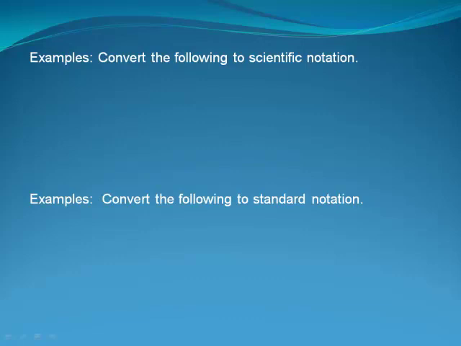Okay, so let's do a few more examples. Let's say you are asked to convert the following to scientific notation. These are your problems here. We've got 4,300,000,000. Okay, I want you to convert that to scientific notation. So working left to right, put the decimal after the first non-zero number.